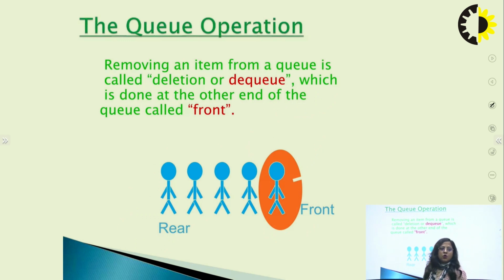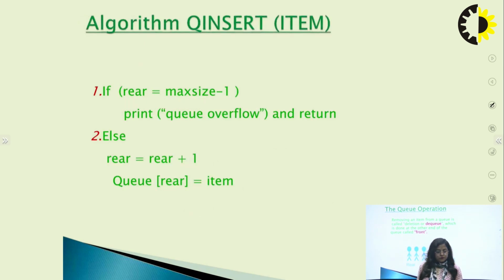Okay, now comes the DQ. DQ is used for the front end. DQ means deleting any data from the queue. Now comes the algorithm for insertion. For insertion we use the NQ operation.